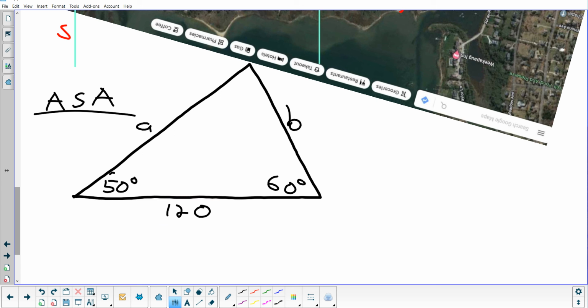So what is this other angle at the top? 50 and 60 adds up to 110, so this angle at the top would be 70. Now you're good. Here's your angle, here's the side across from it. There's your full row in the table.